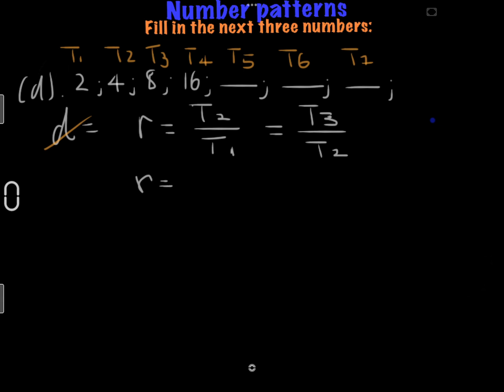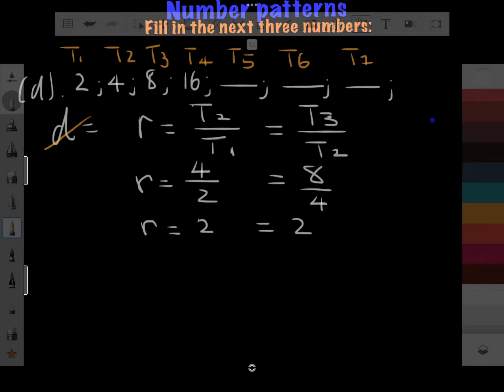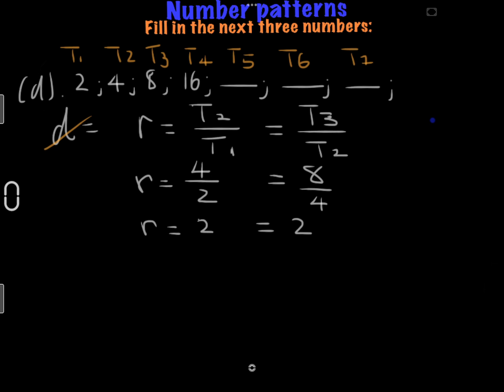R is equal to, in this case, term 2, which is 4, divided by term 1, which is 2. It should equal term 3, which is 8, divided by term 2, which is 4. 4 divided by 2 gives us 2. 8 divided by 4 gives us 2. So the common ratio in our application is 2.